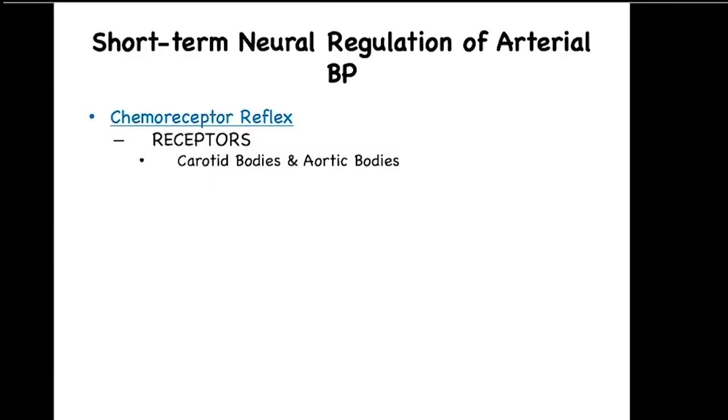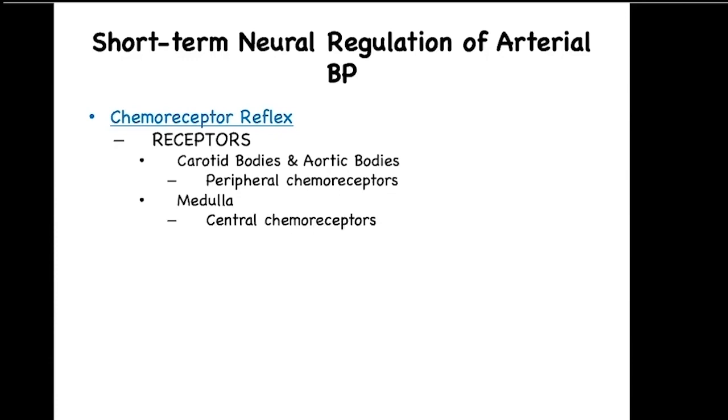They will be called the carotid bodies and the aortic bodies. Since these chemoreceptors are part of the peripheral nervous system, we're going to call them peripheral chemoreceptors. You also have another set of chemoreceptors located within the medulla, which is part of the central nervous system, so we'll call those central chemoreceptors.